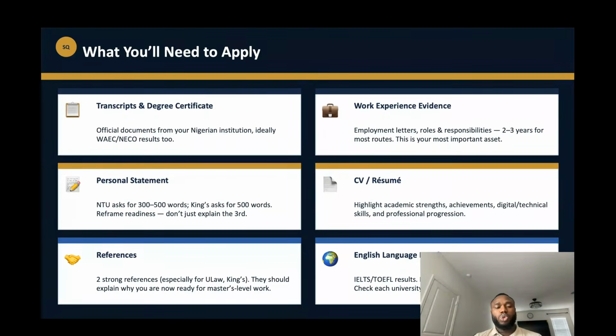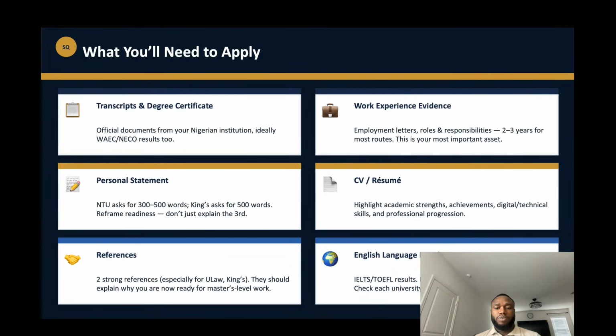Also, you need 2 strong references. Of those 2 strong references, one ideally should be from one of your lecturers or professors in your undergrad program, and then the second one would be from your place of work, where you've gotten work experience. And the third one is evidence of work experience. For evidence of work experience, you need your employment letter to show your roles and your responsibility. And you need to have done that job for between 2 to 3 years. For people in this category, I think this is your most important asset.